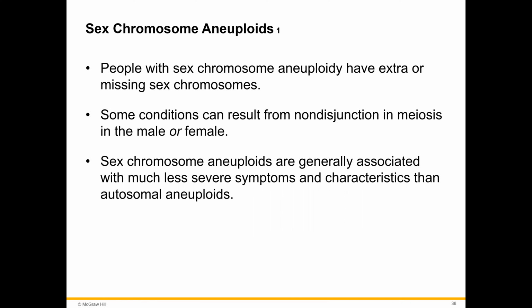Now, what happens if we have an extra X chromosome or extra Y chromosome? The ones that we call sex chromosomes. People with sex chromosome aneuploidy have extra or missing sex chromosomes. Some conditions can result from non-disjunction in meiosis in the male or female. Sex chromosome aneuploids are generally associated with much less severe symptoms and characteristics than autosomal aneuploids. So that means if we have an extra X chromosome, we will not have those severe, devastating consequences.